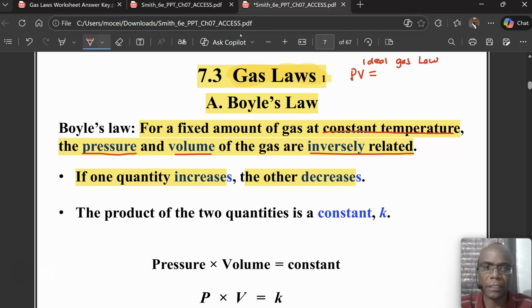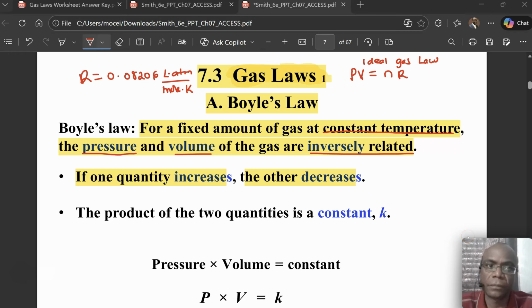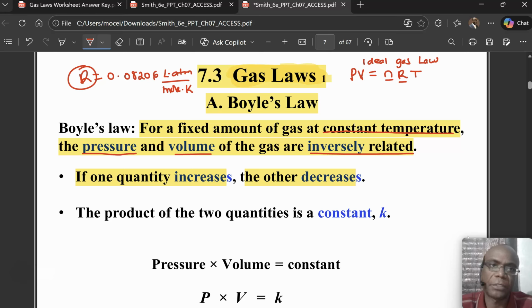So I'll be deriving all the laws we are talking about from the ideal gas law, which is pressure P times volume V equals the number of moles of the gas times the gas constant. R is 0.08206 liters atmospheres per mole Kelvin. So PV equals n, number of moles of the gas, R, the gas constant, times temperature.